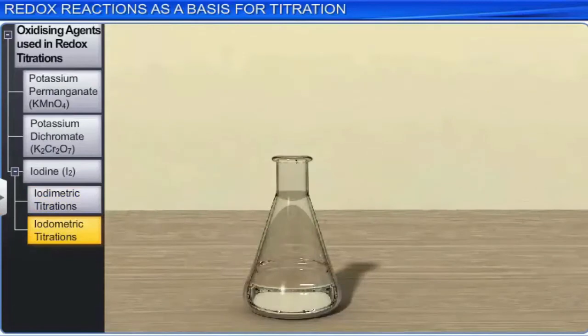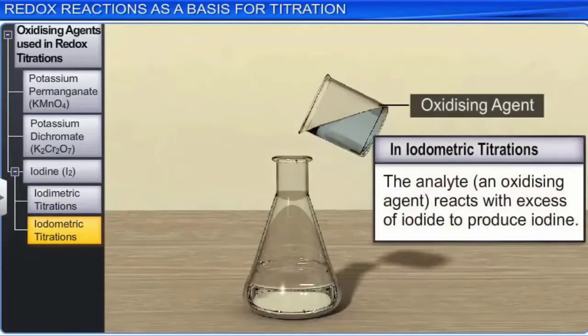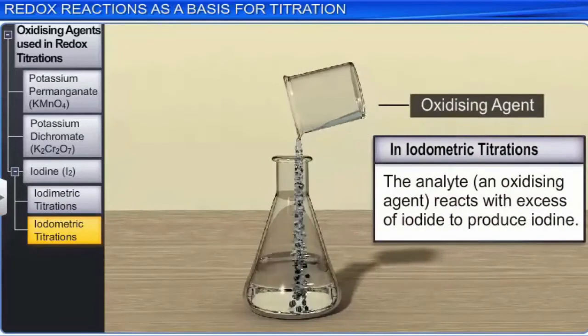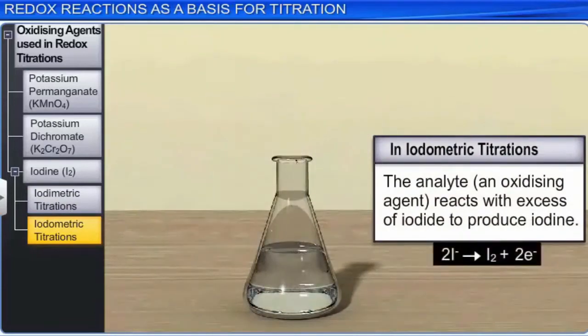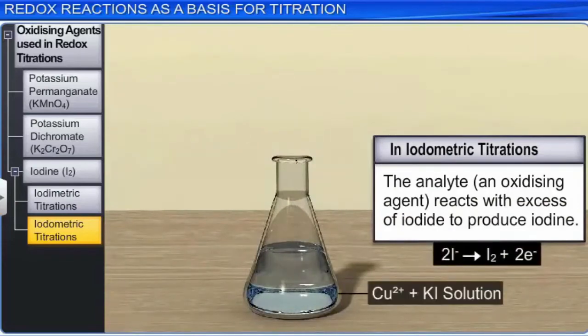Iodometric titrations, on the other hand, involve the addition of an oxidizing agent to excess iodide ions to produce iodine, which is then titrated with standard thiosulfate solution.